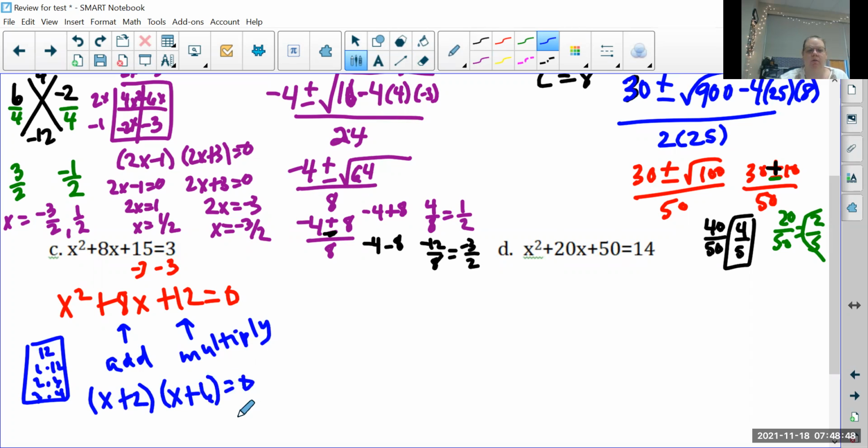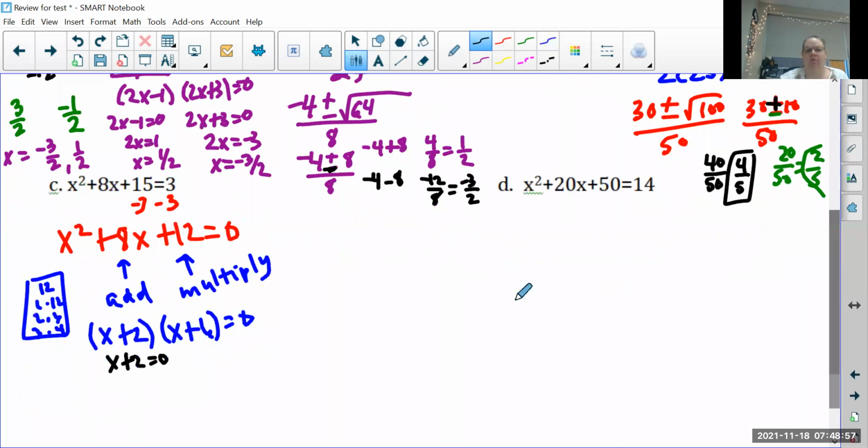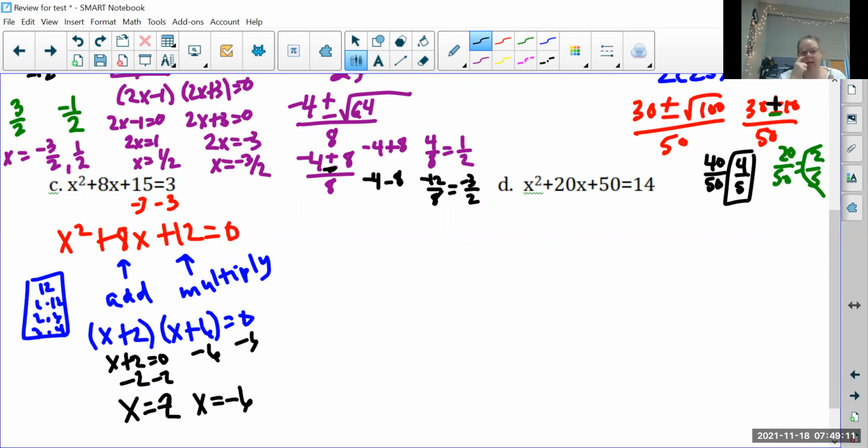equals 0. And then I'm going to set each one of them equal to 0. So x plus 2 equals 0. That means that my solution for that one is -2 because I would subtract 2 from both sides. So x equals -2. And then I would also subtract 6 from both sides for the second one. And that means my answer would be x equals -6. So x equals -2 and x equals -6.